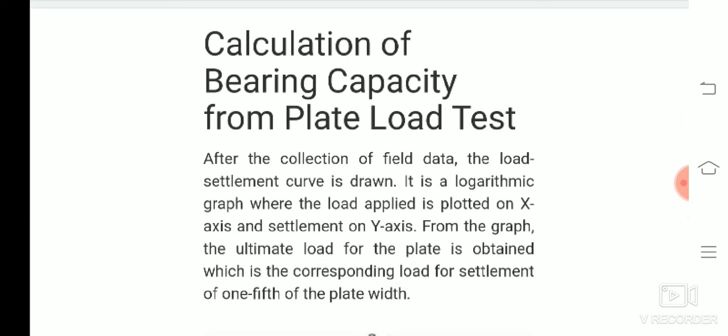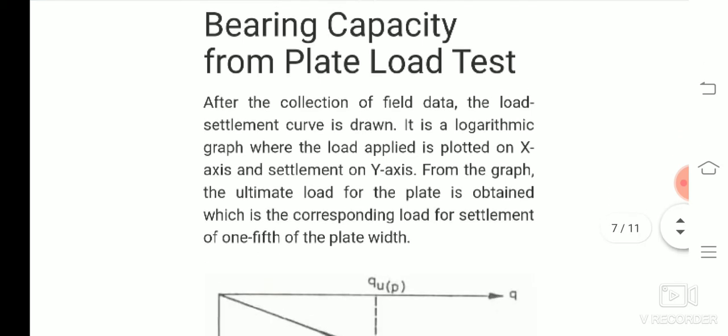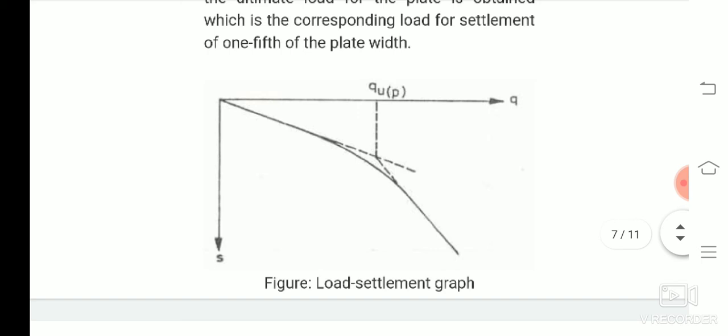After collecting the data obtained from the field test, a load settlement curve is drawn. So what is the load settlement curve? Load settlement curve is nothing but a logarithmic graph, where the load applied is plotted on the x-axis and settlement is plotted on the y-axis. From the graph, the ultimate load for the plate load test is obtained, which is the load corresponding to a settlement of 1/5 of the plate width. So here is the graph showing load versus settlement, where settlement is on the y-axis and load is on the x-axis.